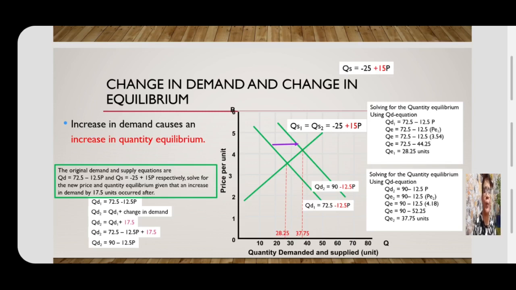37.75 units. So again, the original price equilibrium and the new price equilibrium should first be solved before you can solve for the original quantity equilibrium and new quantity equilibrium. I did not explain much on the graph, because this is the same graph as in the previous slide.